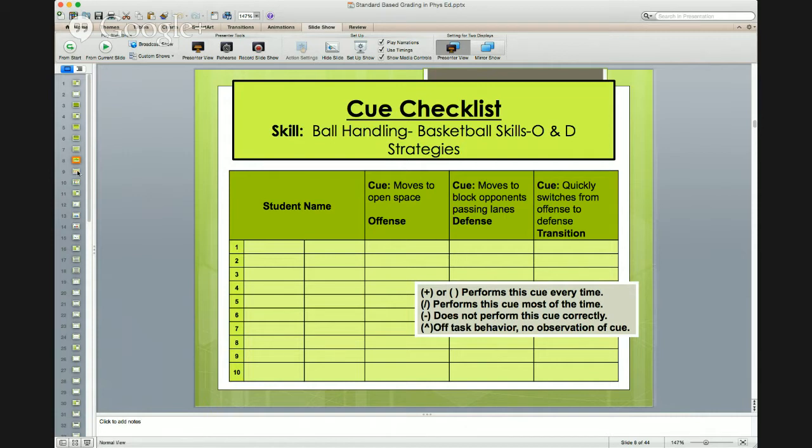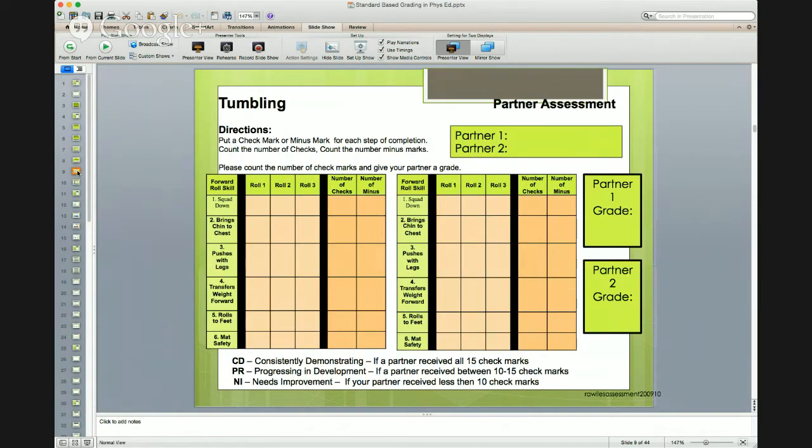Okay. Next one is I like to look at peer assessments and partner assessments. This is one that was created. It's just a very simple one. It's an assessment that you could do so the kids understand what they're doing if they were doing a tumbling activity. You could take your skills, pair two partners, and they could evaluate each other.